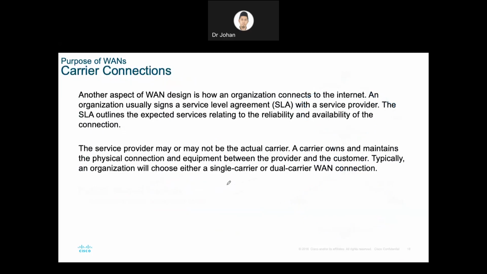Carrier connection. Another aspect of WAN design is how an organization connects to the internet.